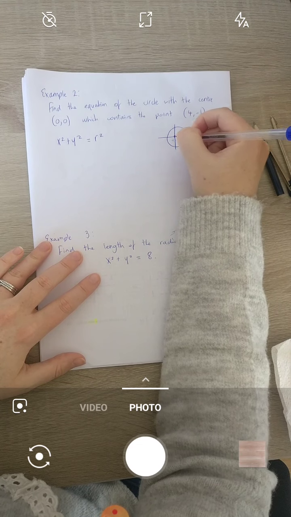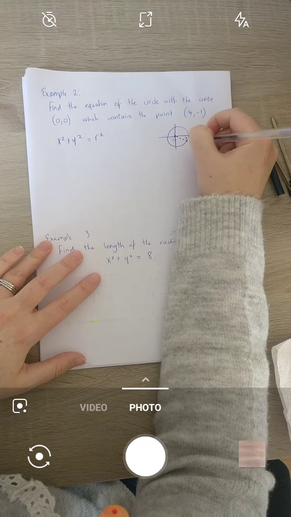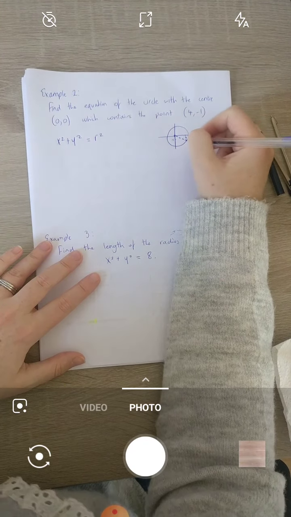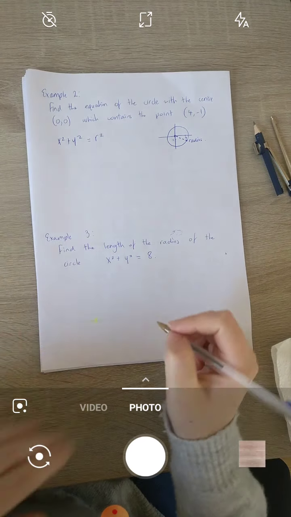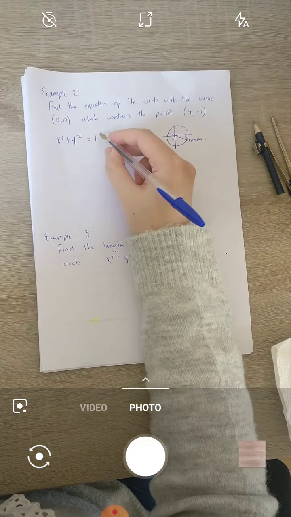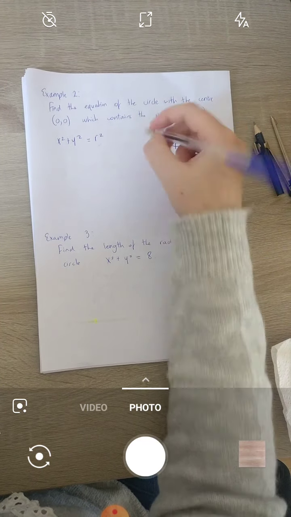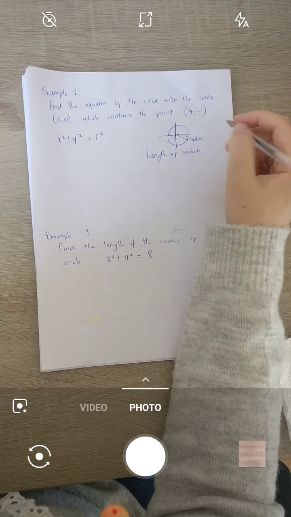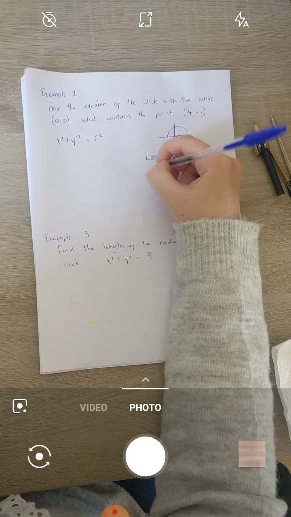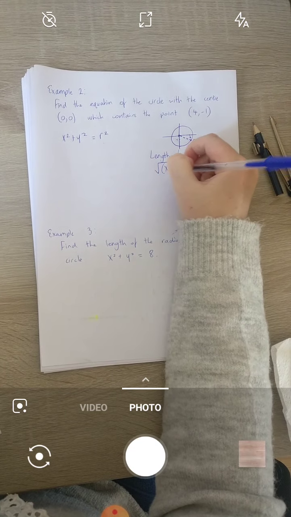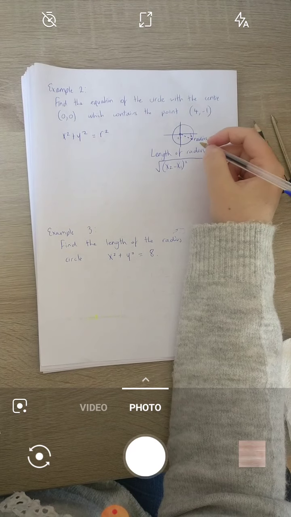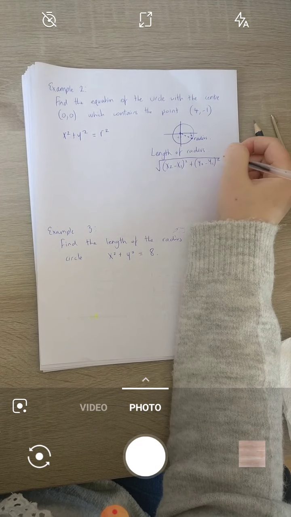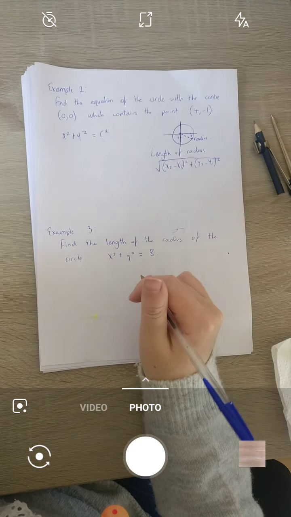If you think about that, this line from the center to the point 4, minus 1 would make the radius. So what we're looking at here is finding the length of the radius. They haven't told us what the radius is. So we need to find the length of the radius, which is actually the distance between these 2 points, which means we're using our distance formula, the square root of x2 minus x1 to be squared plus y2 minus y1 to be squared, which is one of our line formulas.